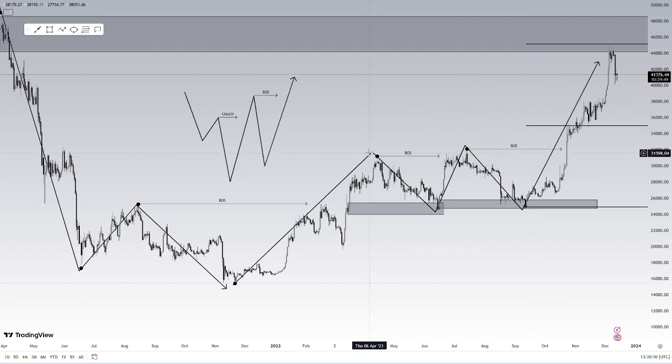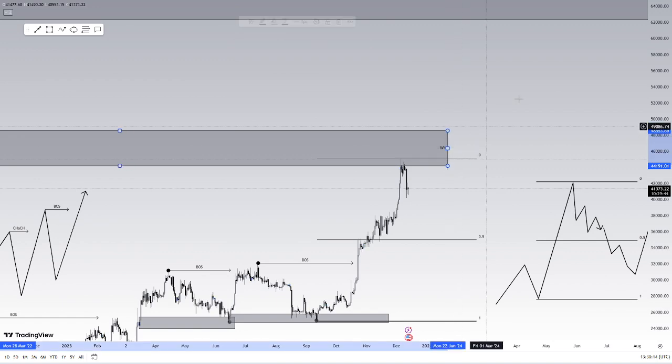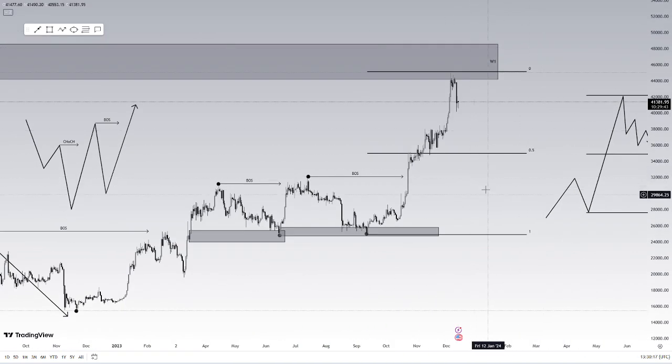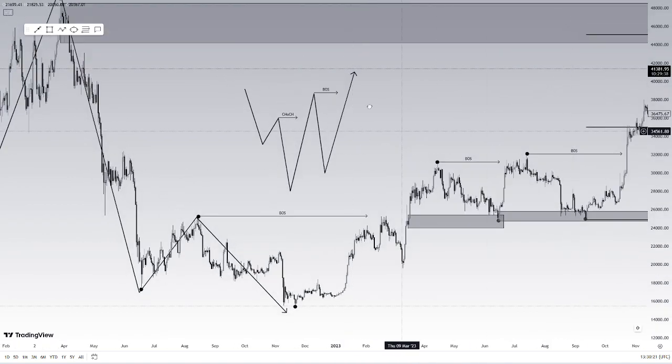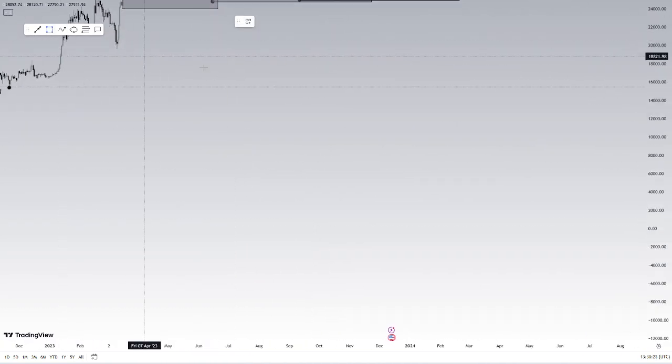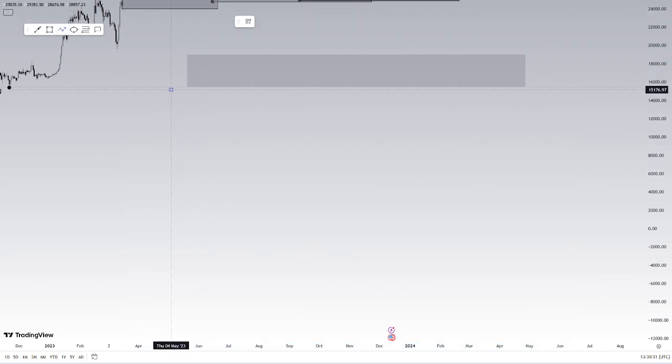Now, the reason it's done that is very simply, as we saw on the weekly, we had two POIs on the weekly. We had this one and we had this one up here. So the daily structure will shift bullish to get up to the weekly POI. So if we have a higher time frame POI in this region over here, right? So this is a weekly POI like we have. Price would be bearish, right? As price is bearish on the higher time frame.